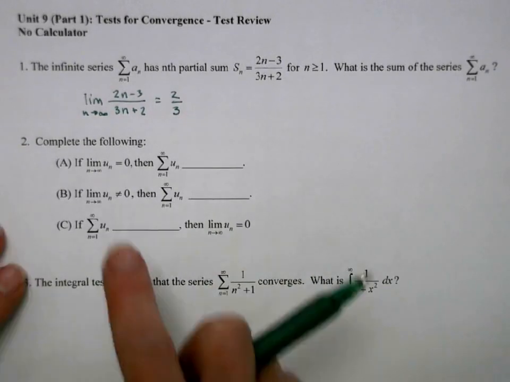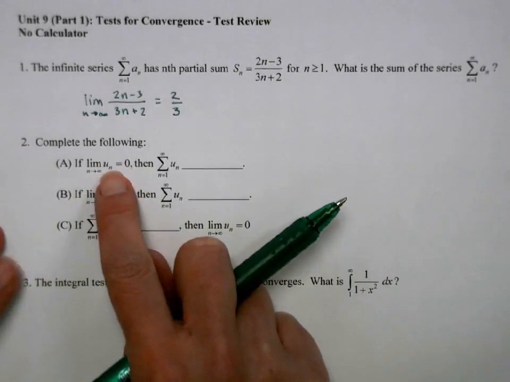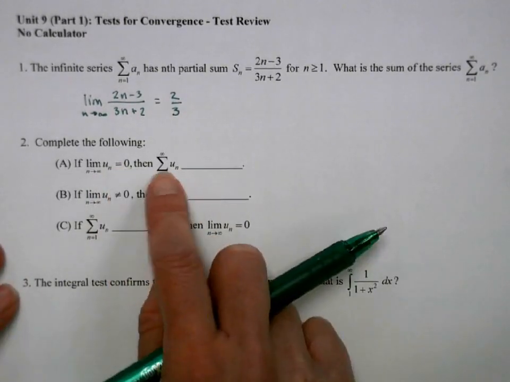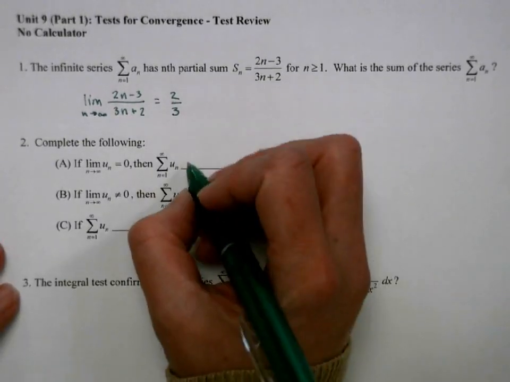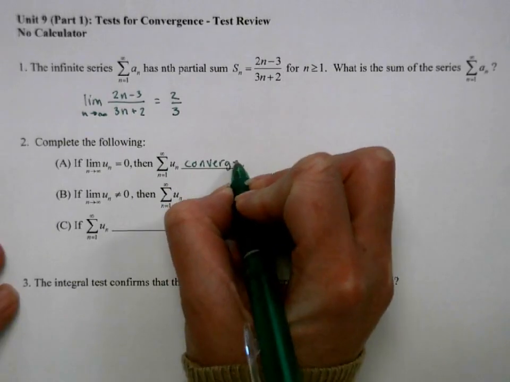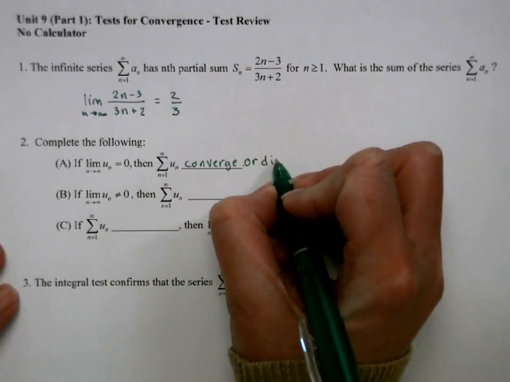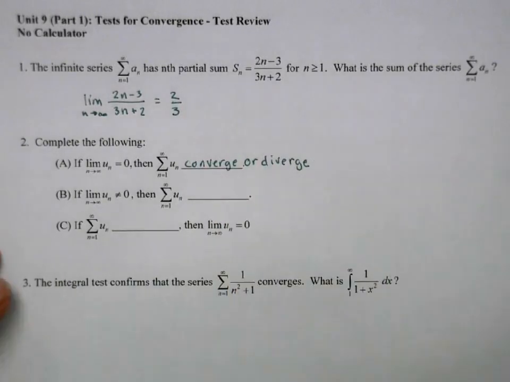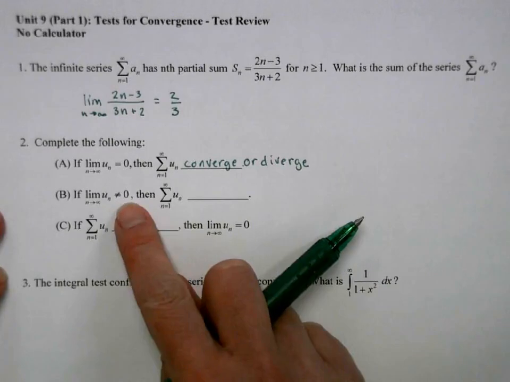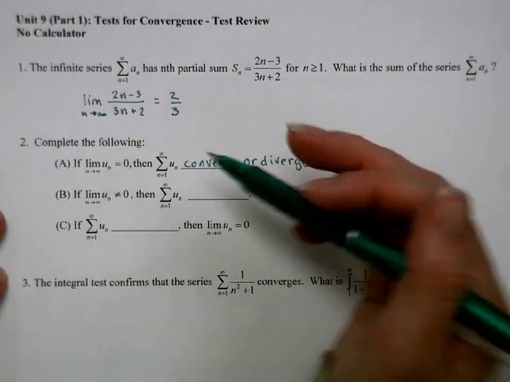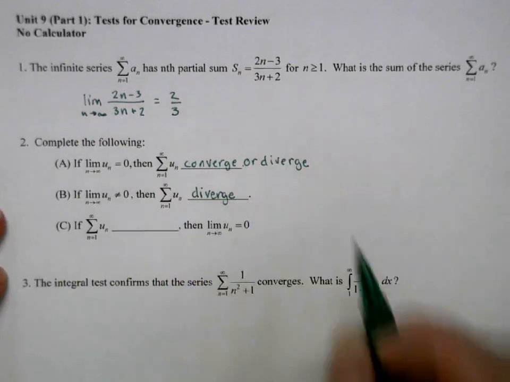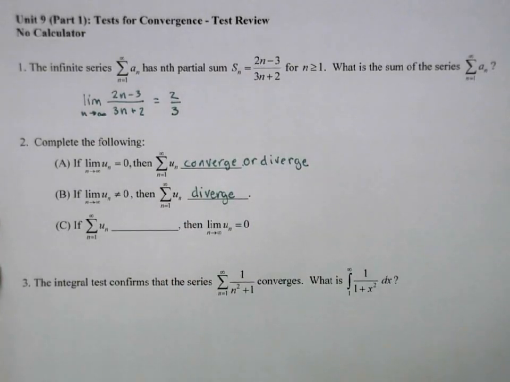Okay, this next one. If the limit as n goes to infinity of our nth term equals 0, then the series may or may not converge. So it might converge or diverge. This is an inconclusive test. If the limit doesn't equal 0, however, if we're adding something infinitely that is not 0, that is a mandatory diverge. That is our divergence test, or the nth term test.